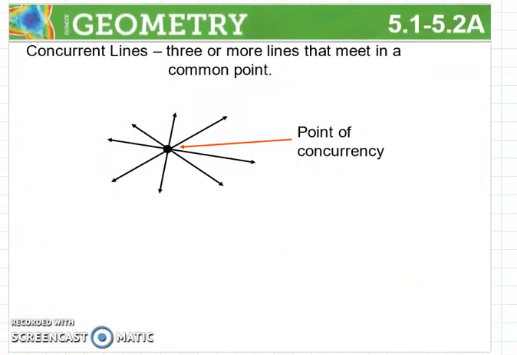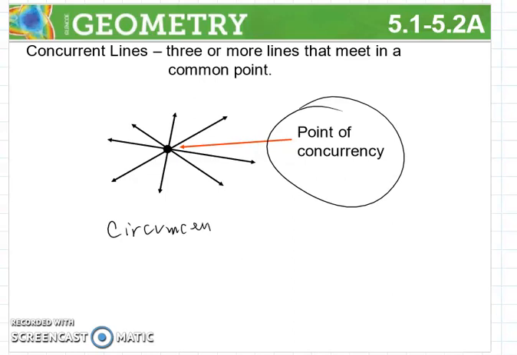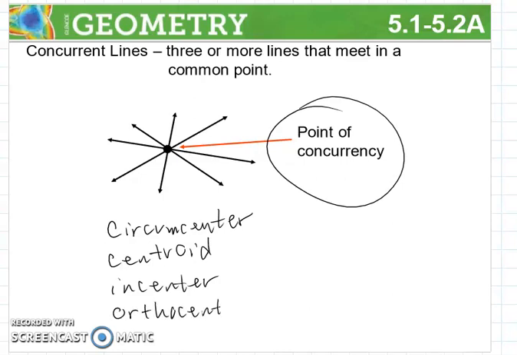Concurrent lines are 3 or more lines that meet at a common point. That's the definition of point of concurrency. If I ask you to find the point of concurrency, you're going to be looking for several types. There's a circumcenter, there's a centroid, incenter, and orthocenter. So if I ask you to find the point of concurrency, these are the words I want you to use. I don't want you to say point of concurrency. I want you to say those.